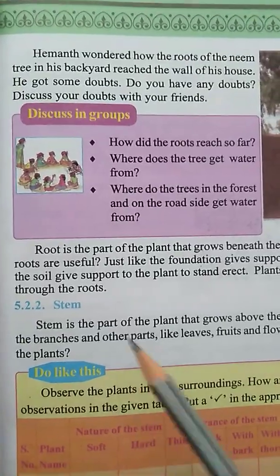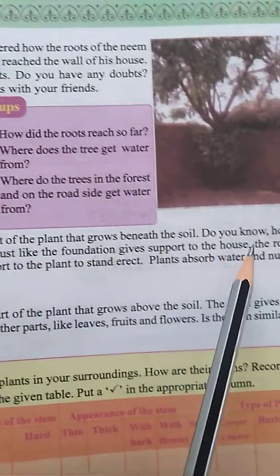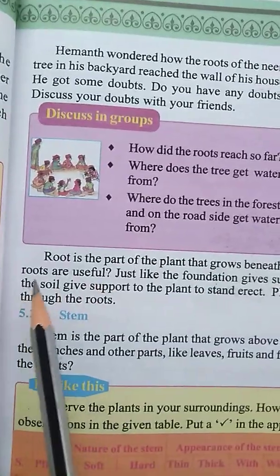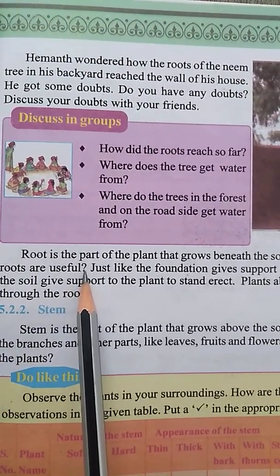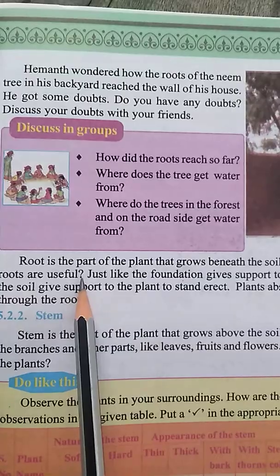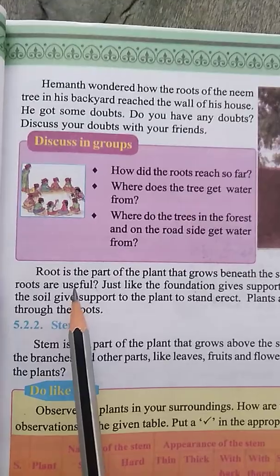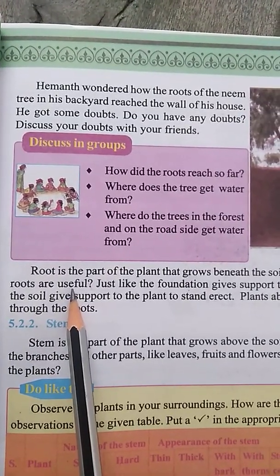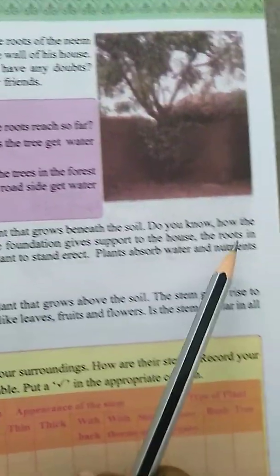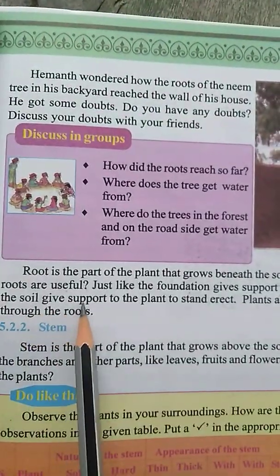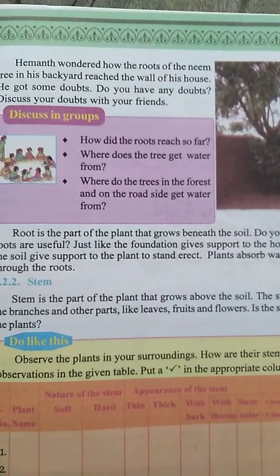See here. Root is a part of the plant that grows beneath the soil. Do you know how the roots are useful? See how the parts of our body are helpful to us. Here also each and every part of a plant is helpful to the plant. So in what way are these roots useful to a plant or a tree? Just like the foundation gives support to the house, the roots in the soil give support to the plant to stand erect.